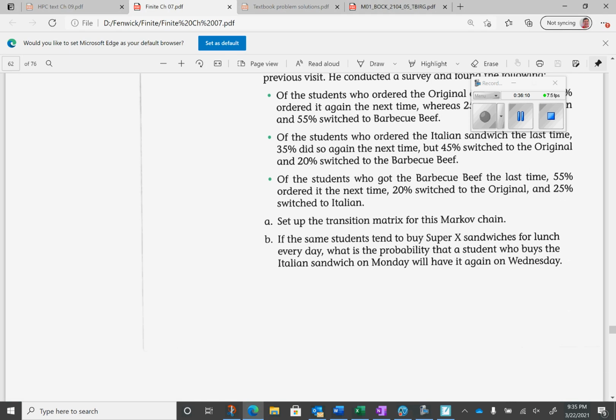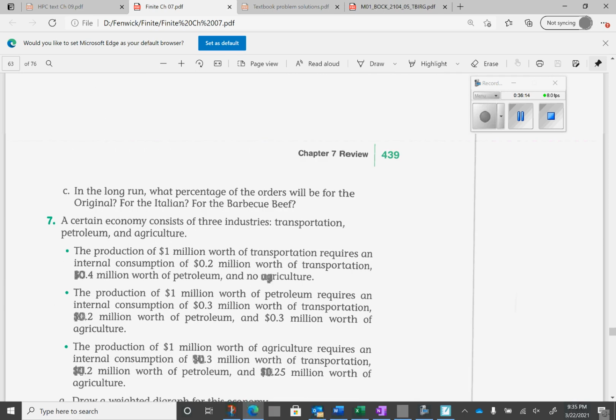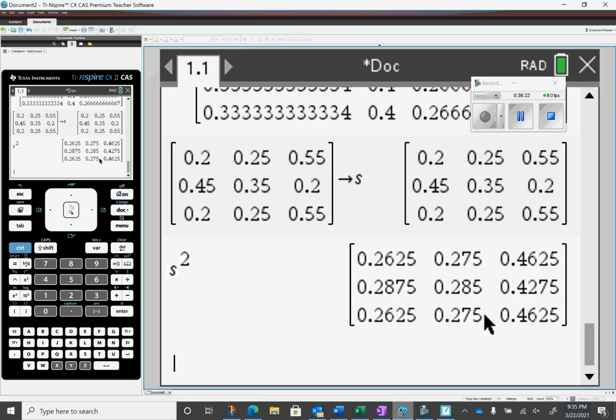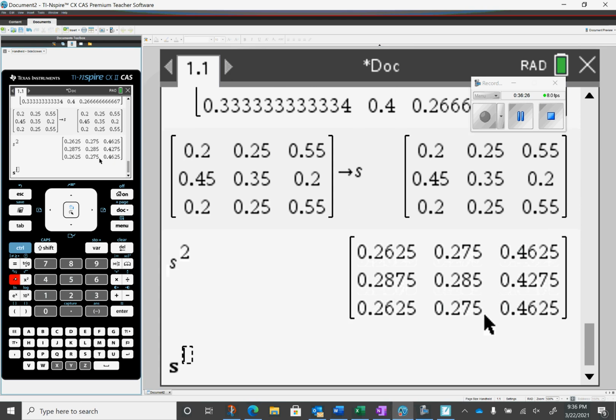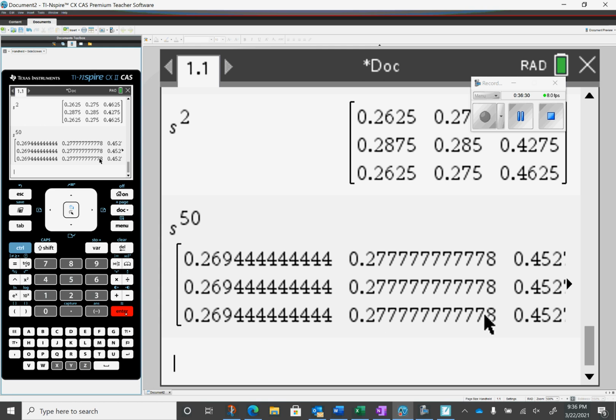Then they asked you, in the long run, what do they sell? Okay, what's long run mean? Yeah, that looks like it's pretty much settled down by now, doesn't it?